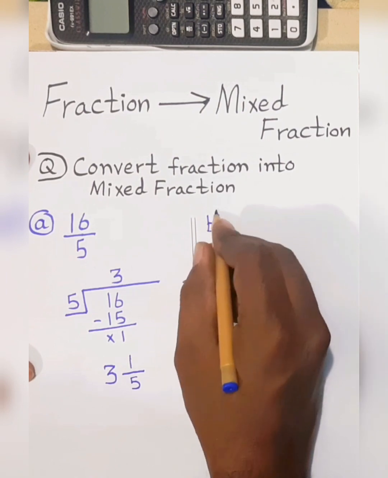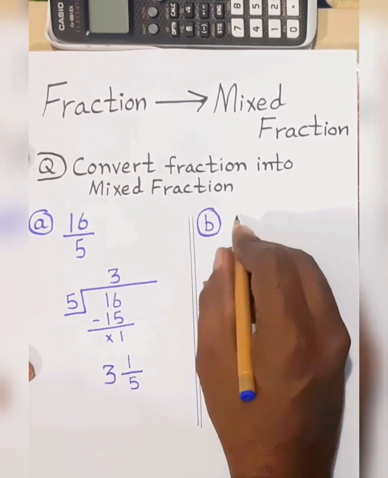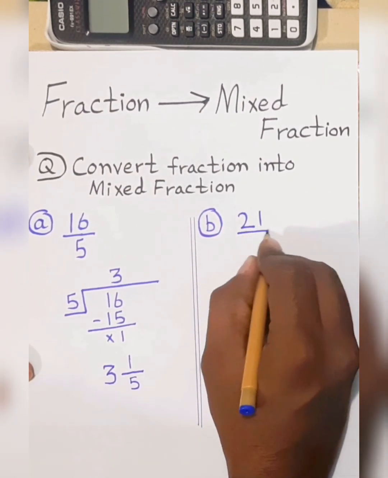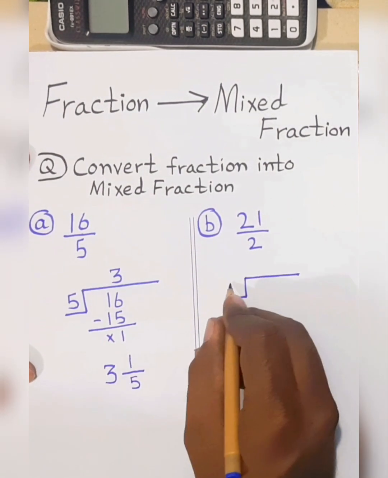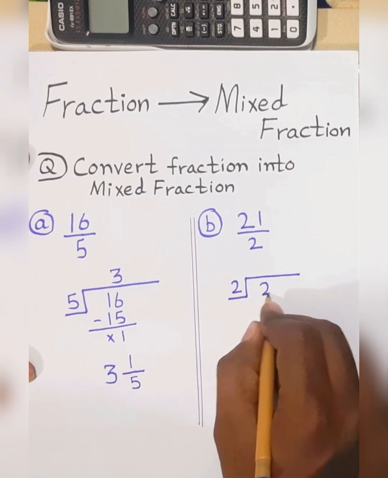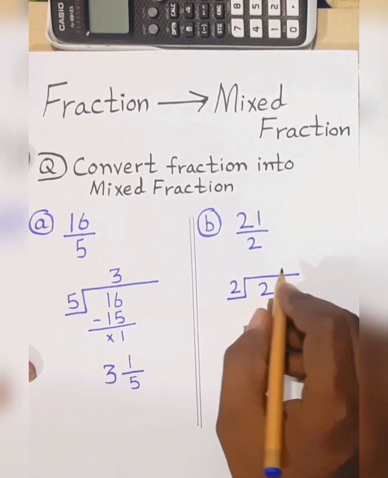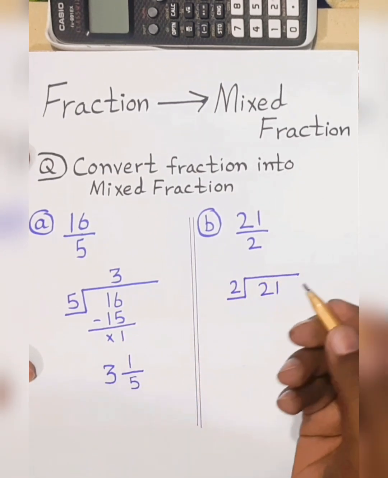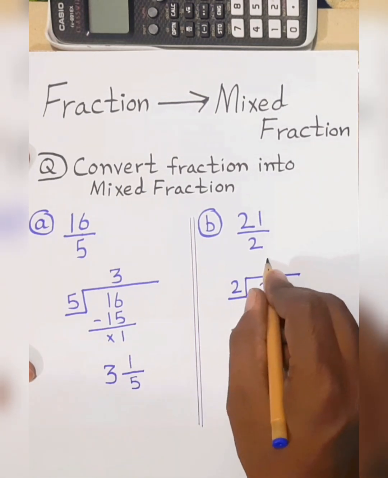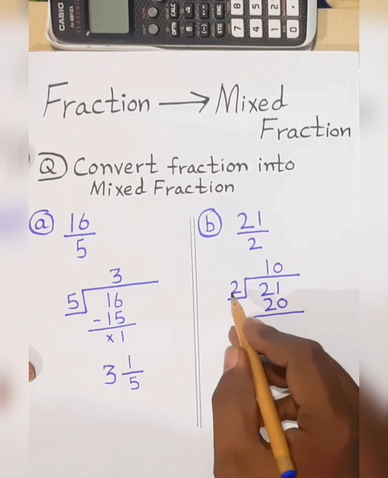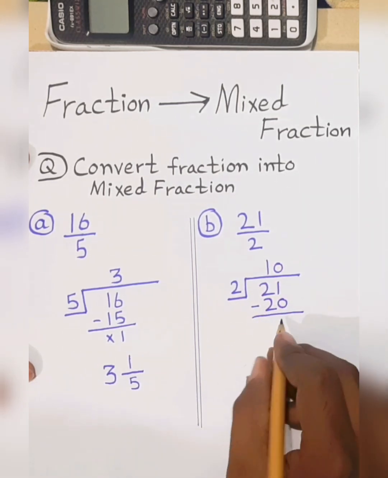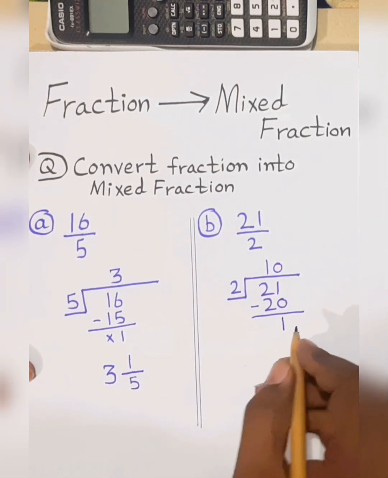Part B. Very easy. 21 divided by 2. So again we have to write 2 here as the denominator, and the numerator inside. 2 ones are 2, 2 twos are 4, till the 10 we have 20. 2 tens are 20. We have to subtract this, so the remainder is 1.